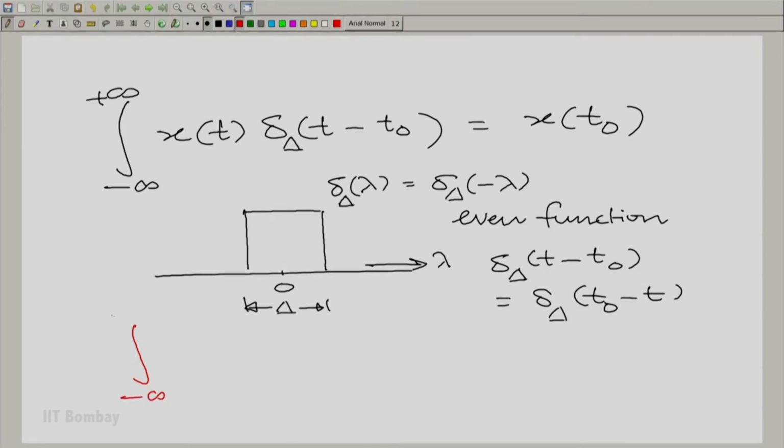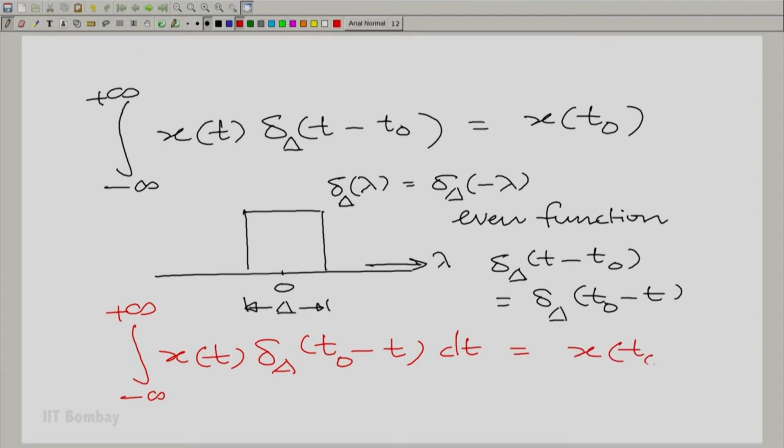and therefore, we came to the important conclusion that the integral from minus to plus infinity of x(t) Delta(t0 minus t), of course here the integral is with respect to t, is equal to x at t0. So, here this integral should have been with respect to t, that is understood. But now you see there is something important that we should note here.